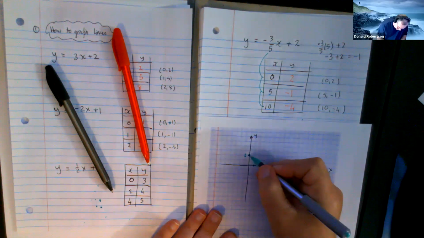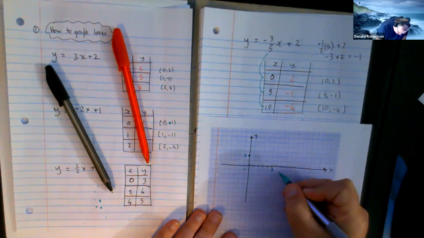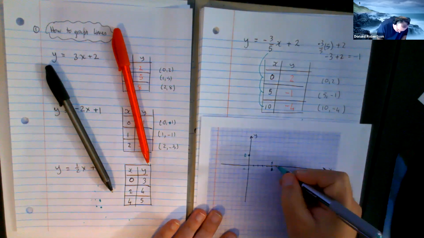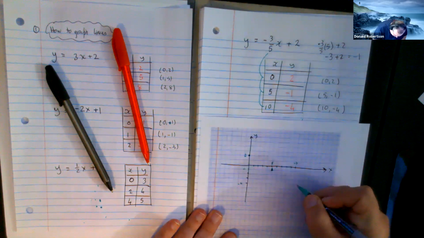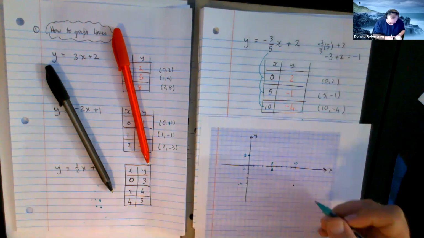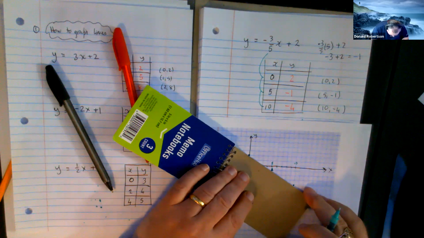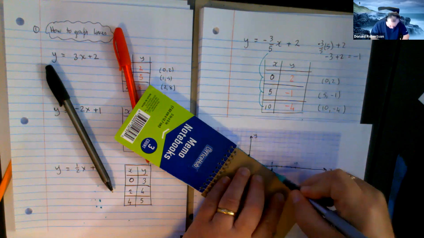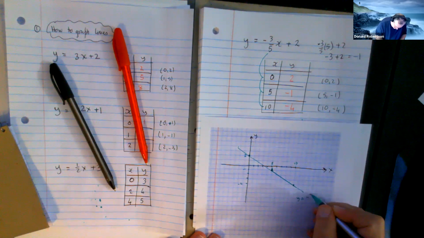So 0, 2, then 1, 2, 3, 4, 5, -1, which is, well, I guess I should put the 5 up here. 5, -1 goes there. And there's 10, and -4, and 10, -4 goes here. So if things work out well, yep, they are all on the same straight line. And we've now done that one.